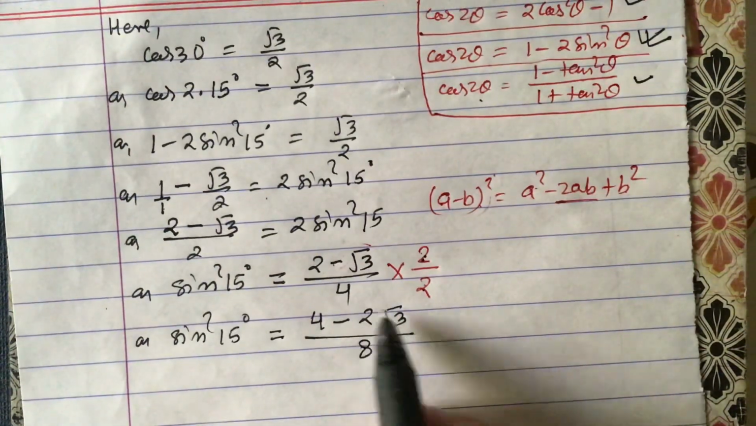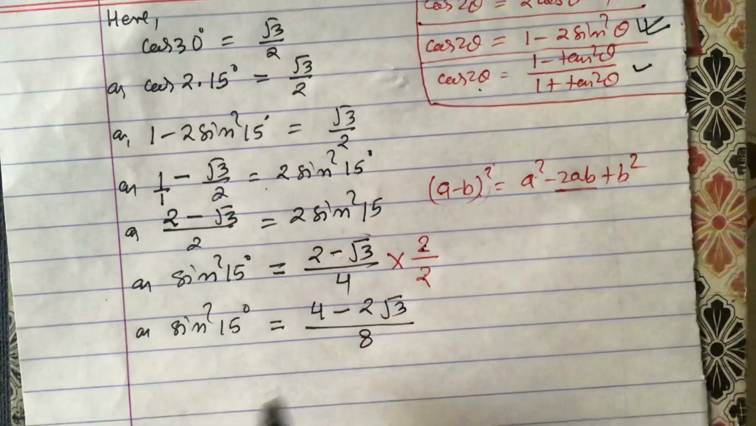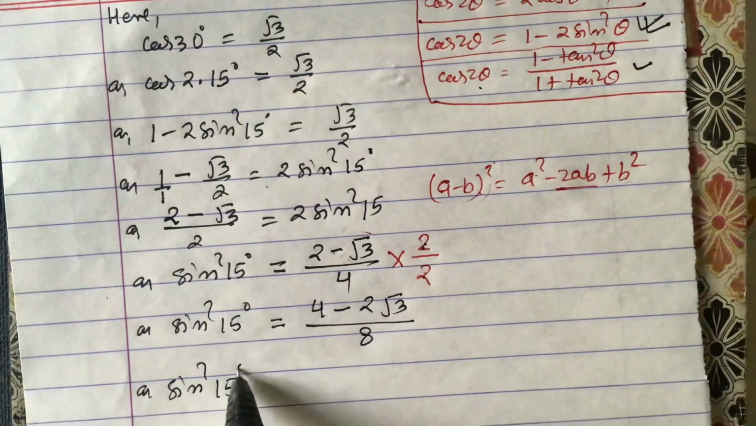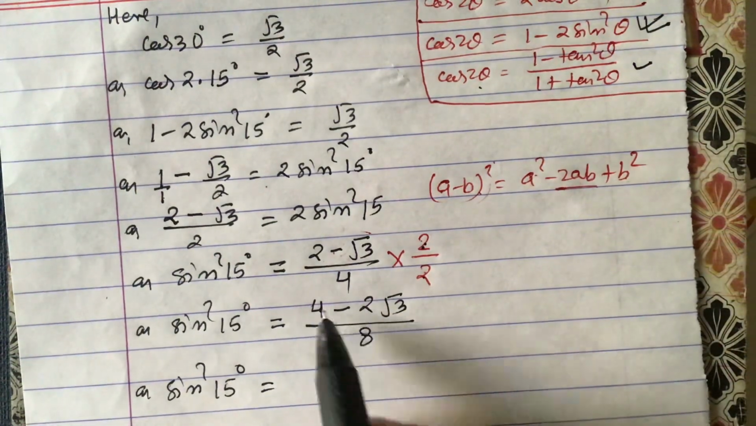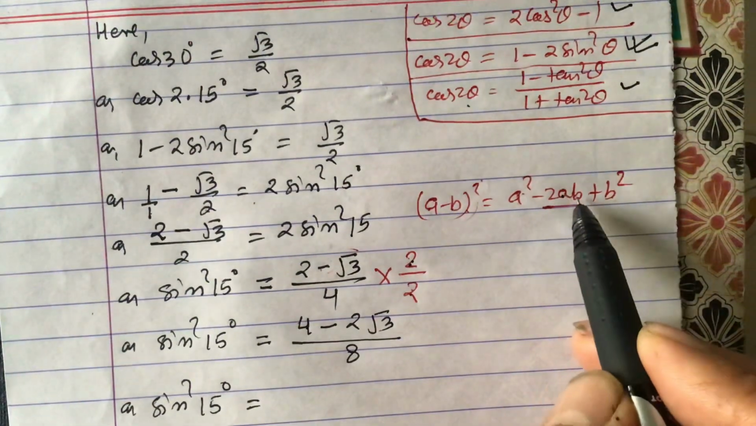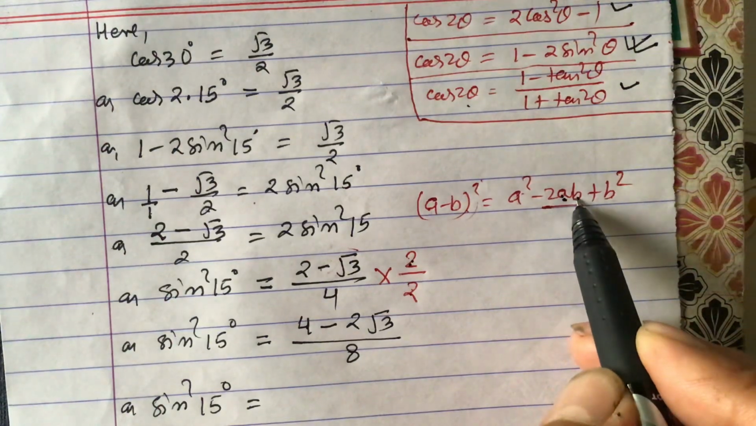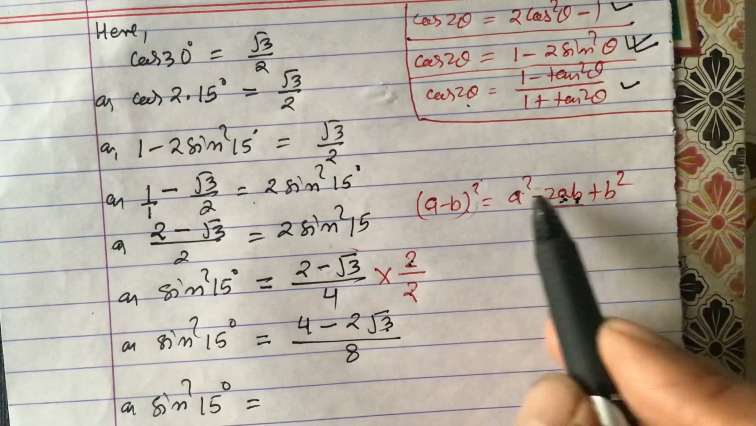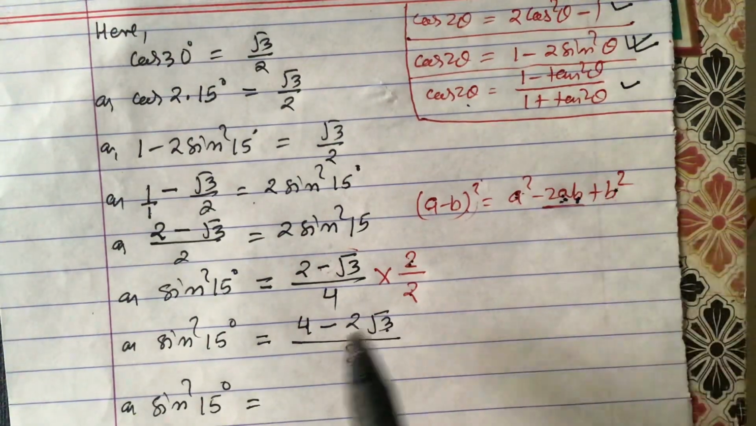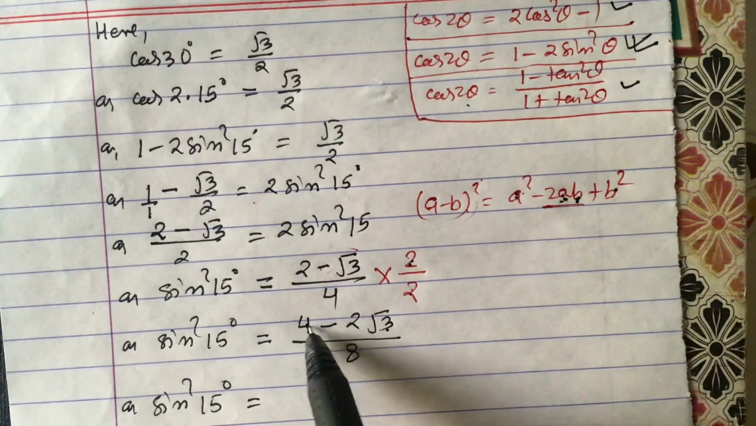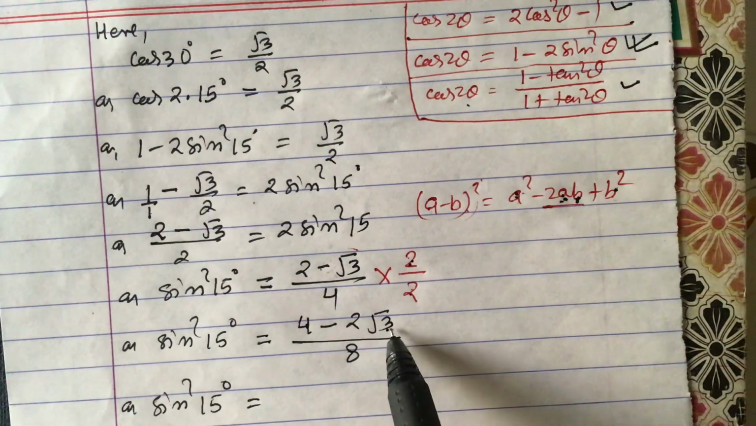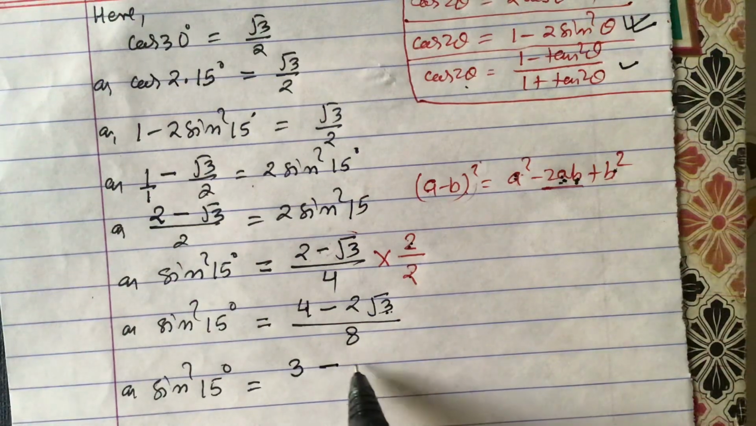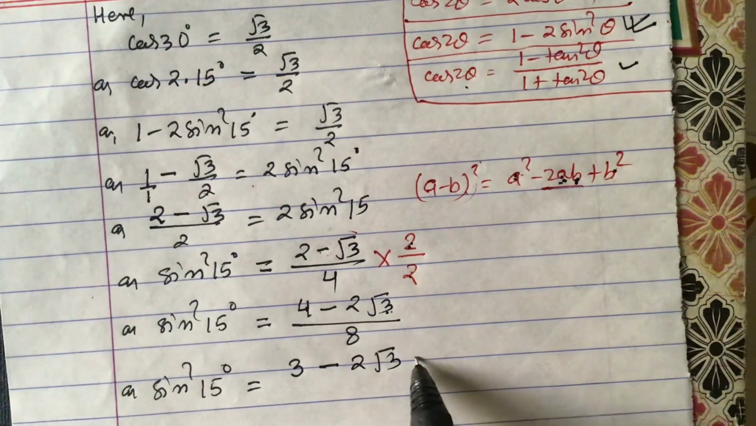Now we have to break this one to change it into this pattern. See how to change. Sine square 15 degree is equal to, now 4. Our product of a square and b square should be 3, and the sum of the two numbers should be 4. So the sum is 4, the product is 3, and the two numbers are 3 and 1. So we can write this as 3 minus 2 root under 3 plus 1.